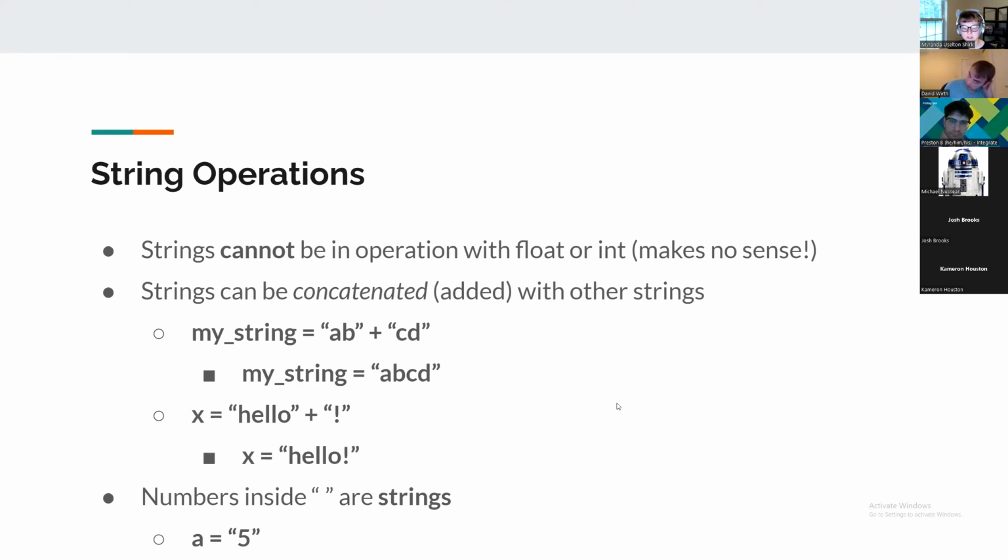But numbers inside of quotes are strings. So even if it's a number, if it has quotes around it, it's a string. So if I say A equals 5 with quotes around it, that is still a string. And so we can do some cool stuff with input and printing with that. Okay. Can you subtract a string?